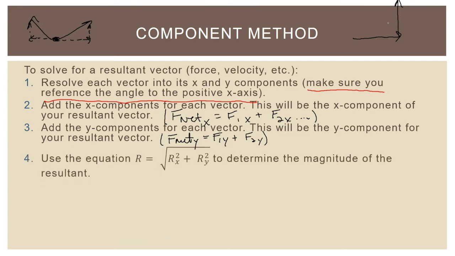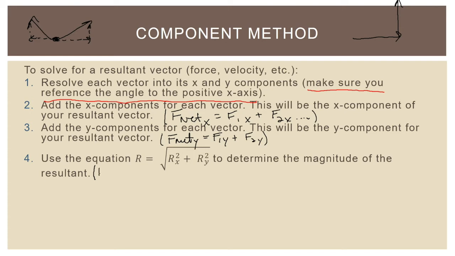And so the fourth step is to use the equation, the resultant equals the square root of the x component of the resultant squared plus the y component of the resultant squared, to determine the magnitude of the resultant. Notice I decided to use R's here on this slide because I want you to realize it could be either F net or R, and of course it depends on what kind of vector you're talking about.